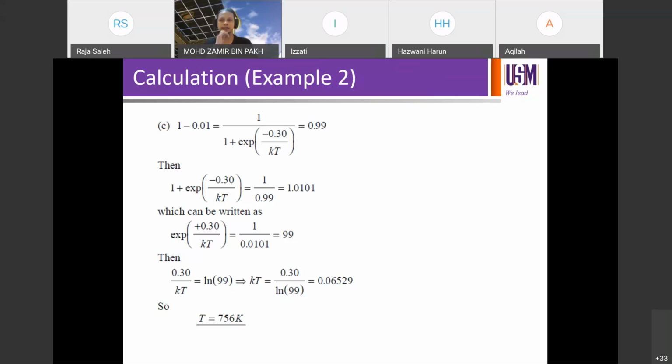KT, just leave it there first. You can replace your Boltzmann constant already, but the temperature is not known. Then rearrange the equation into the lines below, and then convert, and you're going to be left with T equals 756 Kelvin. Okay, so we do the natural log conversion due to the exponential term being on the opposite side. So you're going to end up with T equals 756 Kelvin.